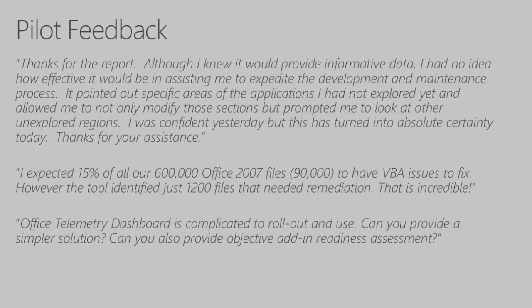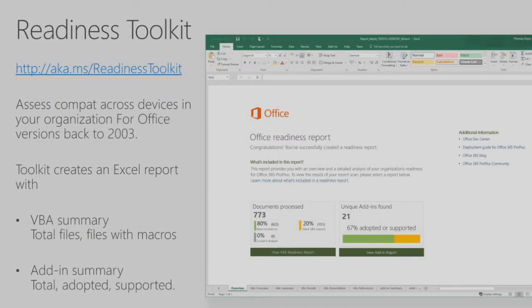So let's just have a look at what it actually looks like. The URL to actually get the tool is on there. And we'll look at the report in a second, assuming I can log on to my device. Basically, in a similar way to the Office telemetry dashboard, it creates an Excel report where you can drill in and start to see the number of VBAs and macros you have in your organization and how much of an issue they're going to be to move.